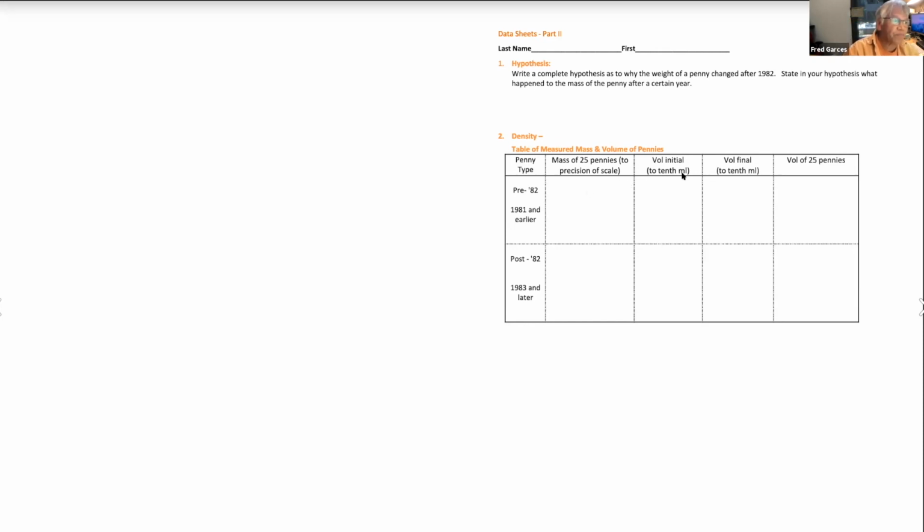The volume initial, remember you're filling the graduated cylinder to about 20, 20.0, to the 10th, is 1 digit past the decimal. And then you put in the pennies, the volume final. And then the volume of the 25 pennies. That's just this difference right here. Okay, you do it for the pre and the post.